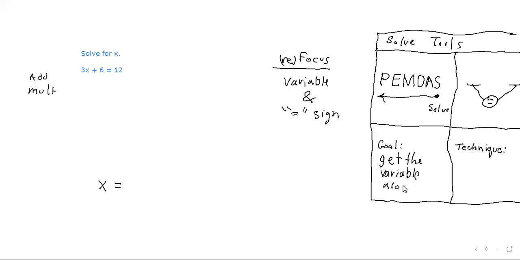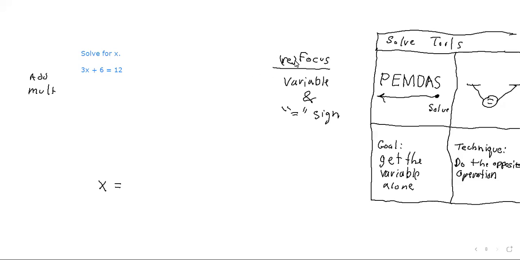And to achieve a goal, we always have to have a technique. So what's our technique? Very simple, guys. Whatever operation we see happening to our variable, we do the opposite operation. Let me put opposite here. We can squeeze in that E. There we go. All right, so that's our 4 tools in our toolbox.